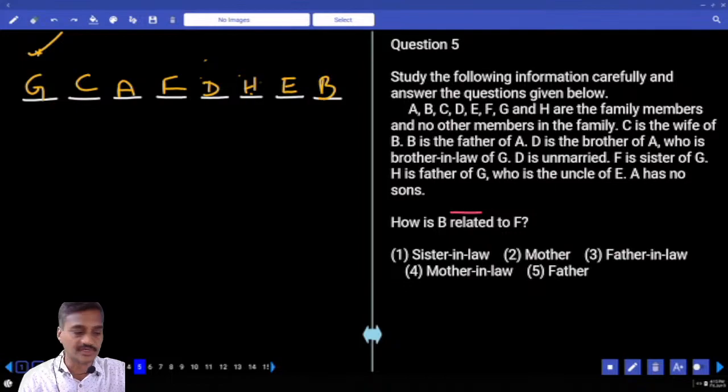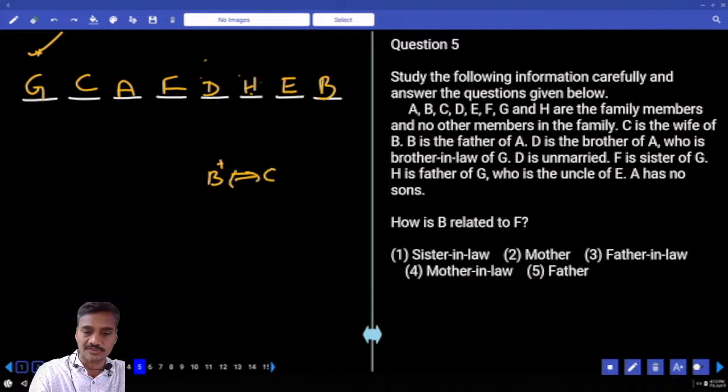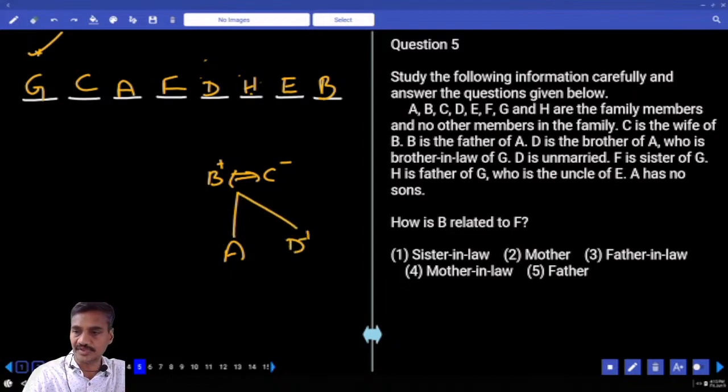Now questions 5 to 7, these 3 are based on blood relations. How many persons are there? 8 members are there in a family. C is the wife of B, so B is here and C is here. B is the father of A, and D is the brother of A.